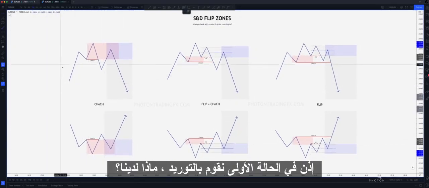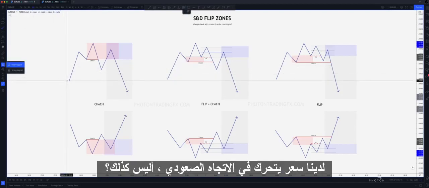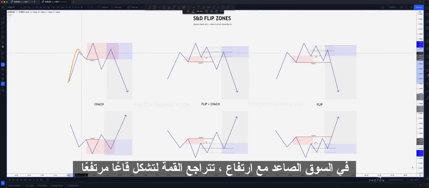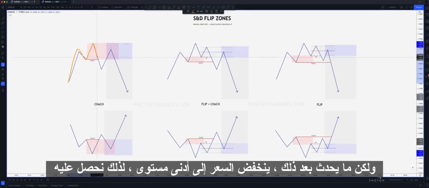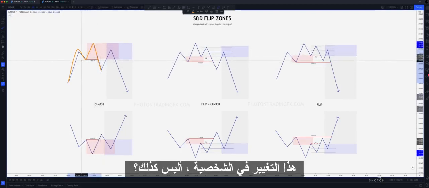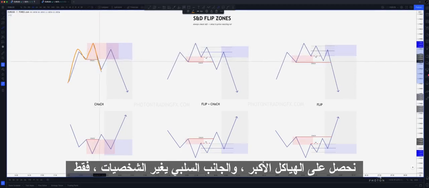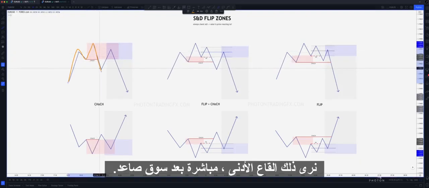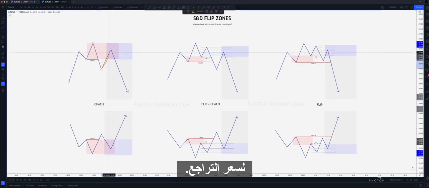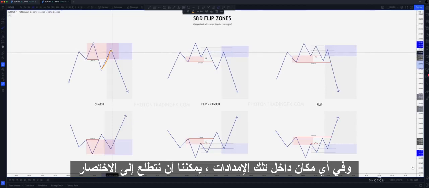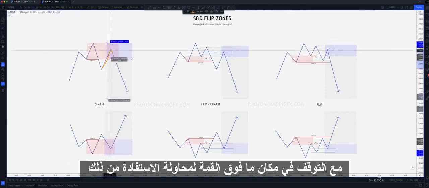So in the first case with supply, what do we have? We have price moving to the upside in a bullish market with a higher high, pulls back to form a higher low, and then makes a higher high. But then what happens? Price falls down to make a lower low, so we get that change of character. We get that break of structure to the downside. The change of character is just the first time we see that lower low after a bullish market. And then essentially that creates an area of supply where we await for price to pull back in, and then anywhere within that supply zone, we can look to get short with our stop somewhere above the high to try and capitalize on that next bearish leg.